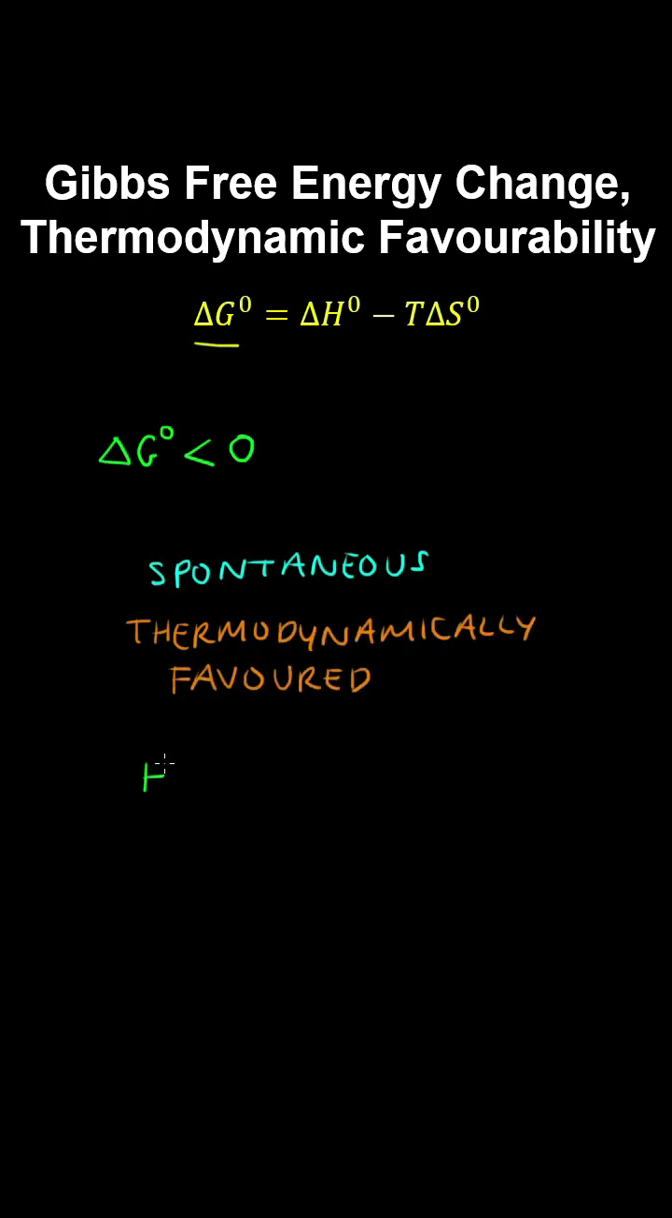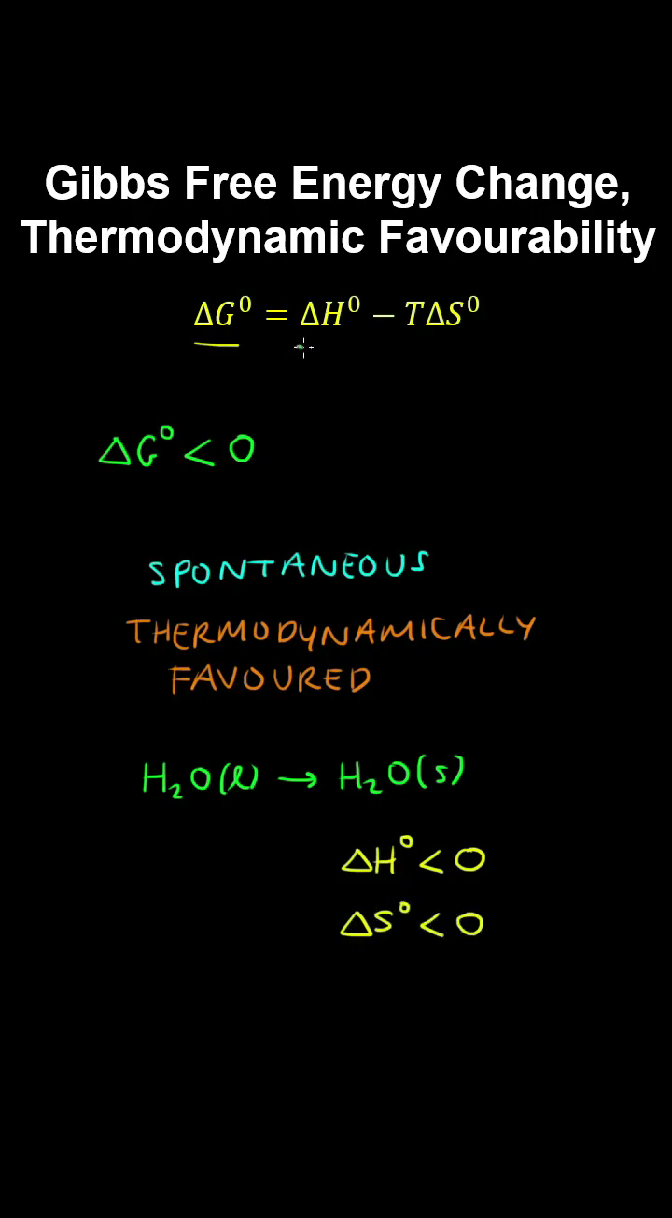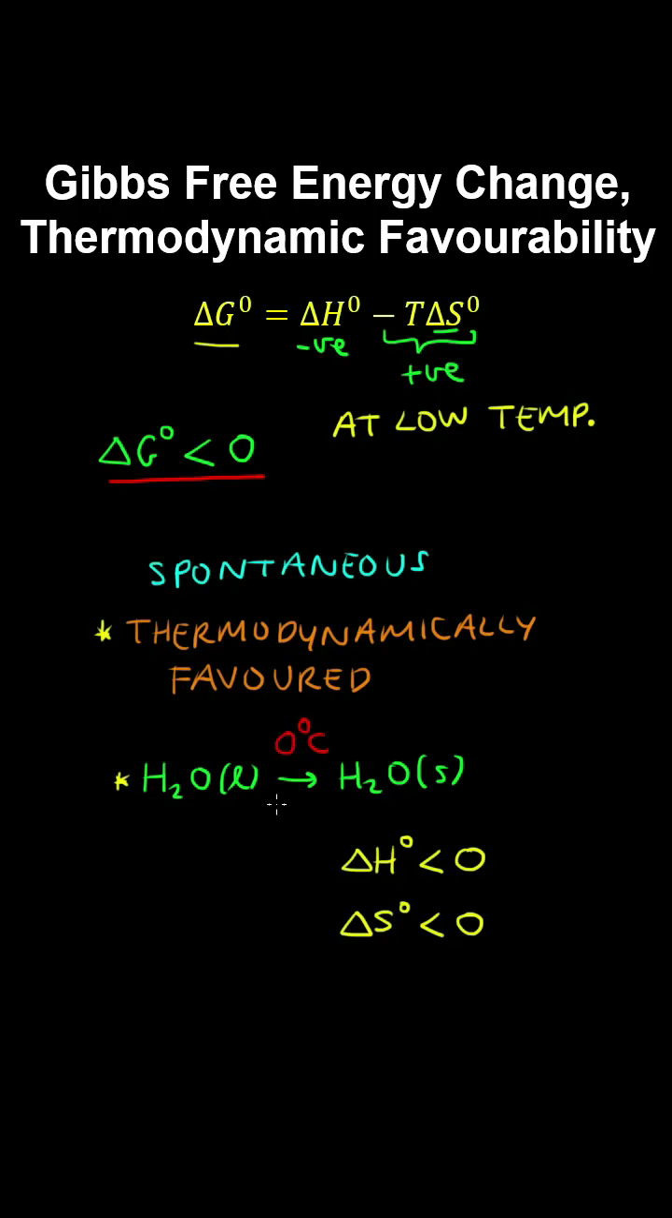So for example, if we have a phase change from water to ice, well, we know that heat was lost, so therefore the change in standard enthalpy is less than 0 for an exothermic process, and when water turns to ice, it becomes more ordered, so the change in entropy is less than 0. And therefore this term is negative, and this term here is positive, because the entropy was less than 0. And therefore we say that this process is thermodynamically favored at low temperatures. And this is true because water freezes at 0 degrees Celsius or 273 Kelvin.